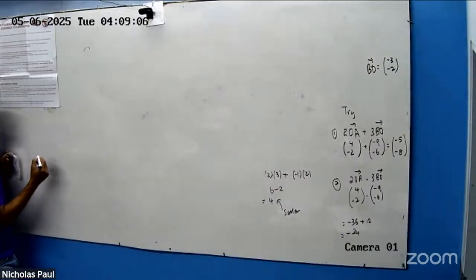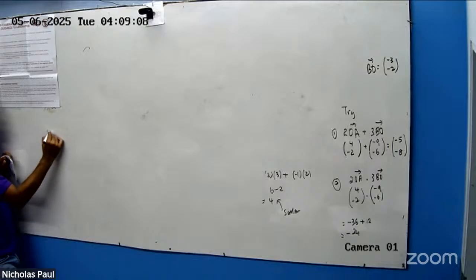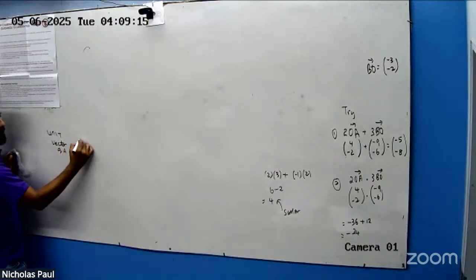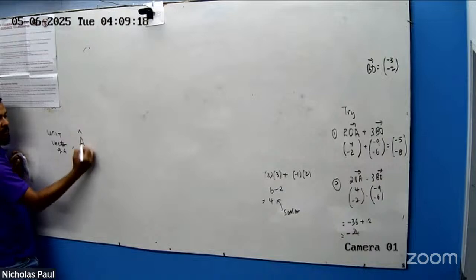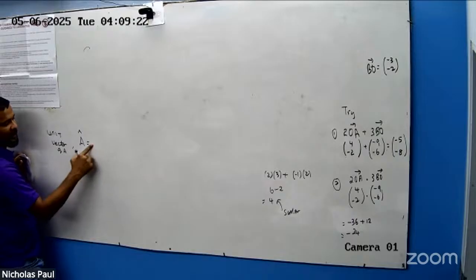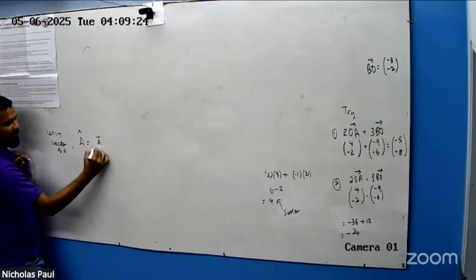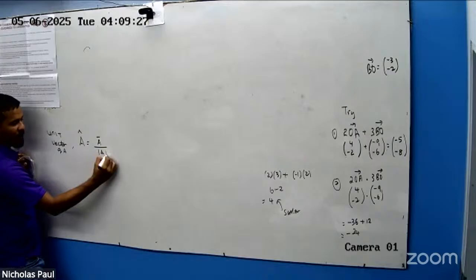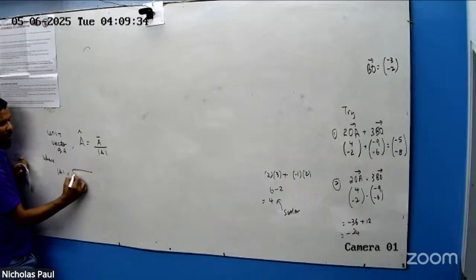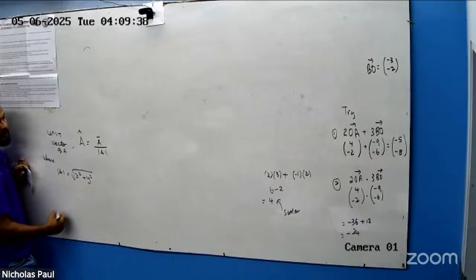Here's the formula. If I want you to get the unit vector of E, you write E with a little hat on top of it. That symbol means a unit vector. The formula is this: write the vector E and divide it by its magnitude. I know some of you weren't here, so I'll show you how to find the magnitude. The magnitude is the square root of the x value squared plus the y value squared.